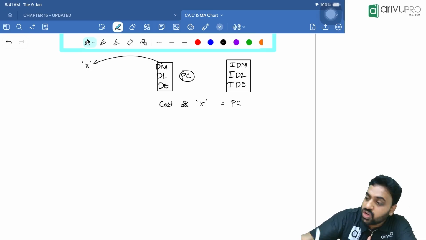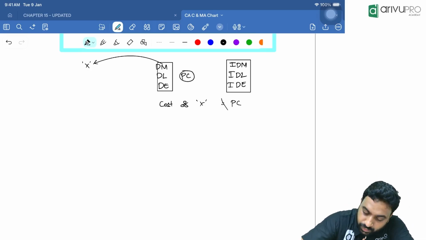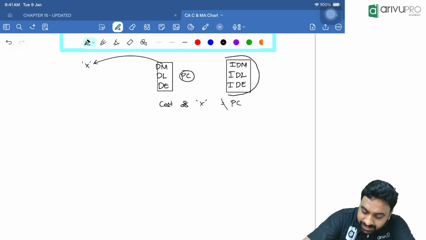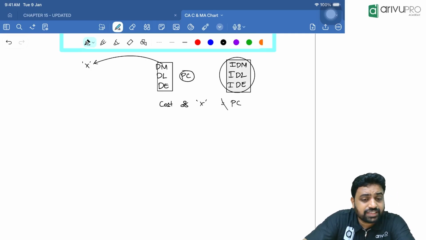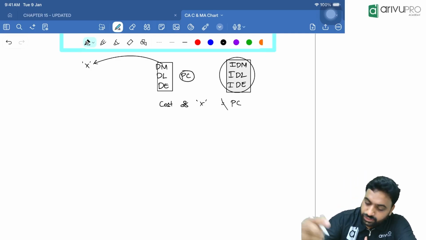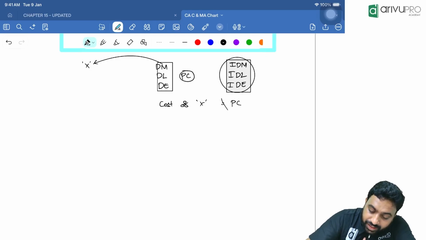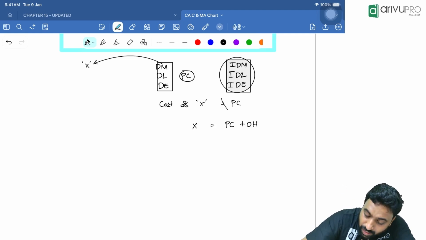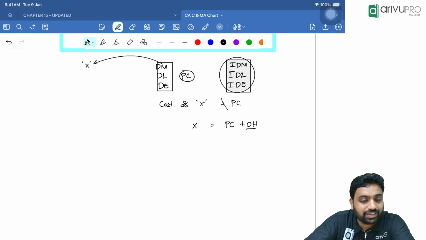So can I say cost of X is just prime cost? No, it is not. Because all these we incurred, which is not direct, I agree. But without incurring this, can you bring product X into the picture? No. That means don't you think your cost of X will be nothing but prime cost plus overheads? Yes. Now, how do we bring this overhead related to X?